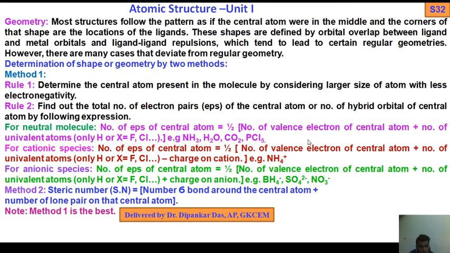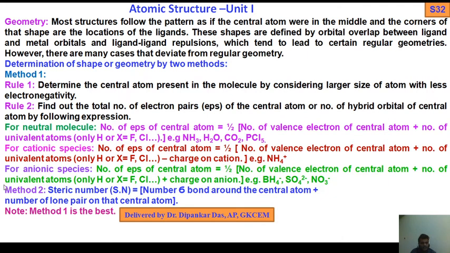For these neutral molecules, you get the number of EPs of the central atom by this formula: half within the third bracket, the number of valence electrons of the central atom plus the number of univalent atoms. What will be the univalent atoms? Only hydrogen and halogen, nothing else. Now for cationic species, the number of EPs of the central atom equals half within the third bracket, the number of valence electrons of the central atom plus the number of univalent atoms, minus the charge on the cation. For cationic species, you always subtract the charge present. For NH4 plus, you should subtract 1.